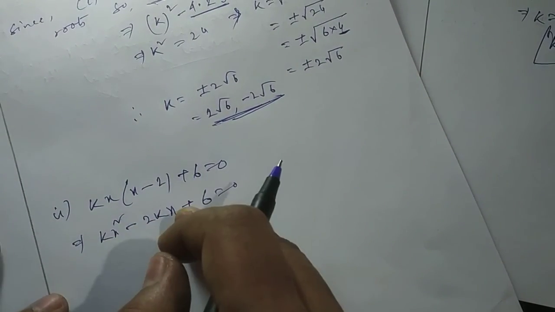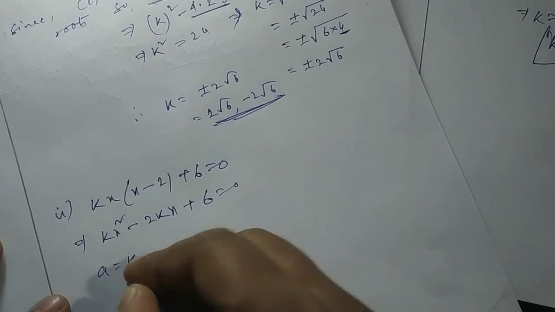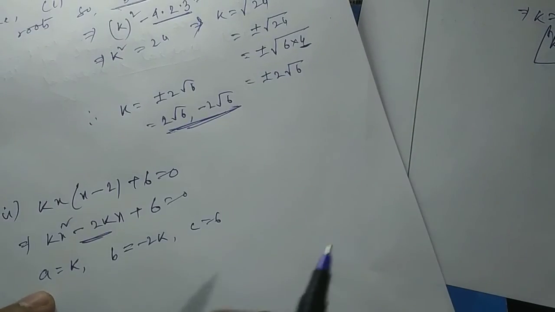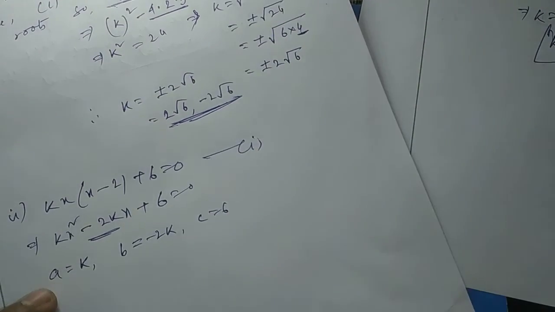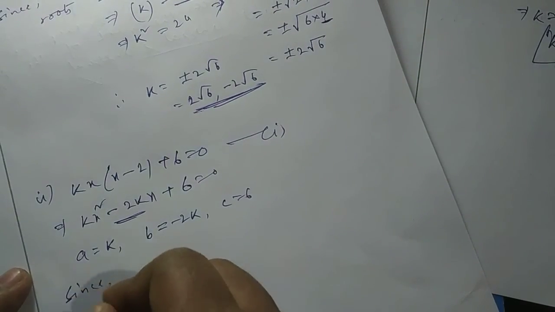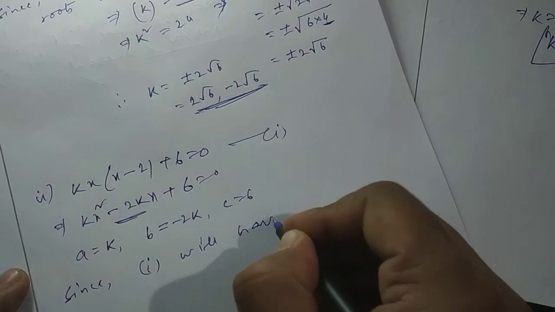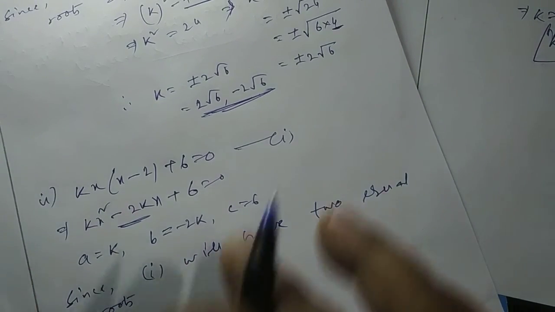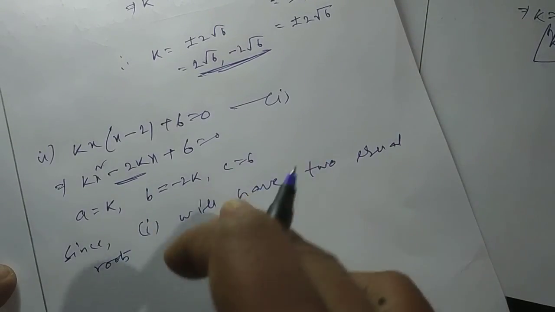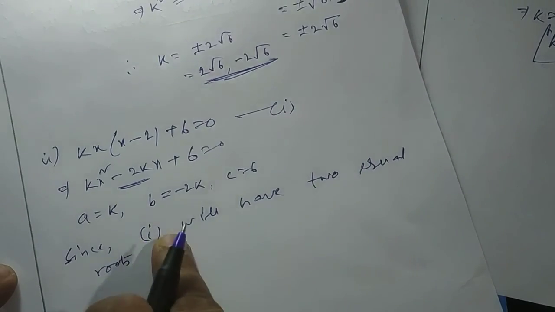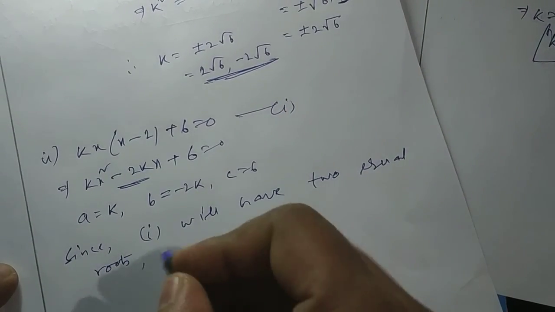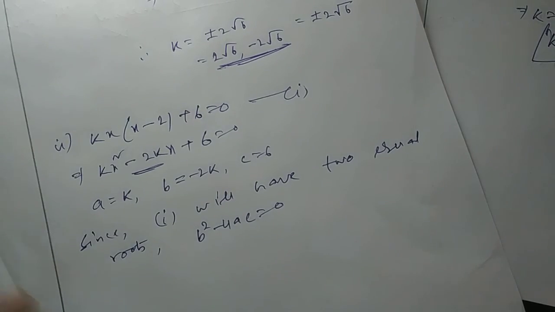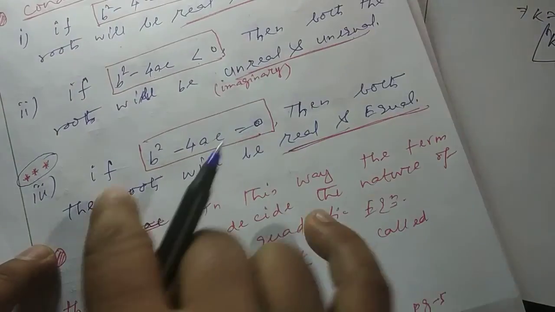Now on converting to the general form, the value of a is k, b is −2k, c is 6. Now give the name 1. Since equation 1 will have two equal roots, it is clearly told in the question. Don't worry, it will be told in the questions, and then we have to find the value of k on the basis of these hints. Since equation 1 will have two equal roots, the discriminant will be 0. Simply, we are using condition number 3.